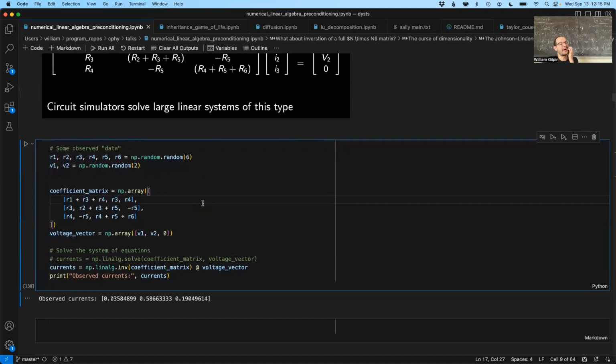So I can do that using built-ins just by taking my coefficients and writing this big matrix. It's 3x3, so it has a well-defined inverse. I define my voltage vectors. That's a 3x1 NumPy array.